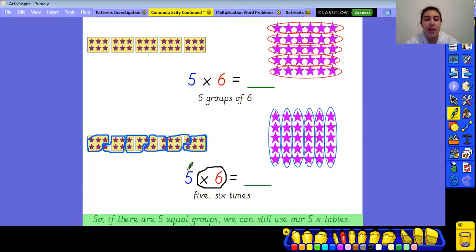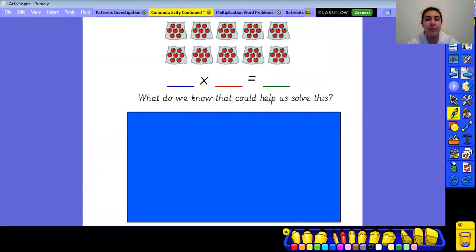So that means that if there are 5 equal groups, like it is here, even if there are 5 equal groups, I can still use my 5 times tables to work it out. Let's have a look here then. I have got 2, 4, 6, 8, 10 groups there. I've got 10 groups of, how many apples are inside each one? 1, 2, 3, 4, 5, 6, 7. So I counted 7 apples in each group. So that means I've got 10 groups of 7. So that means I've got 10 groups and I need to count in my 7s 10 times.